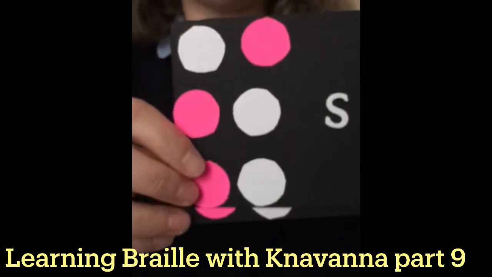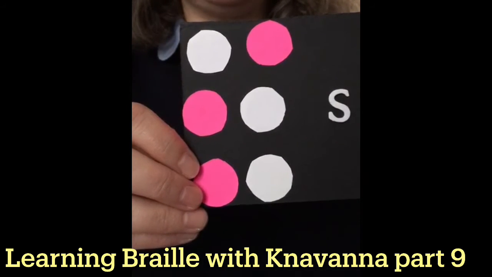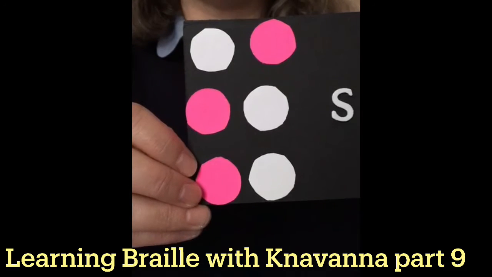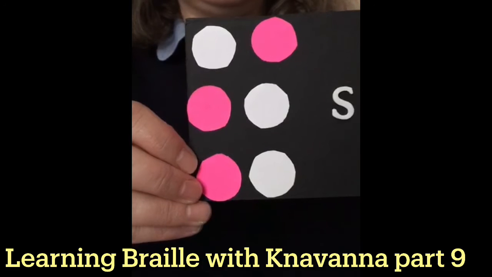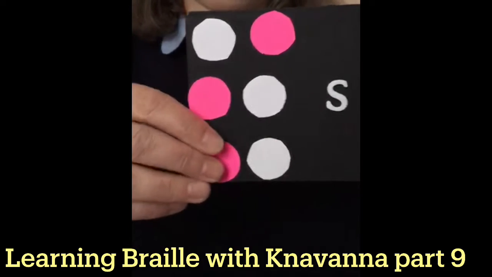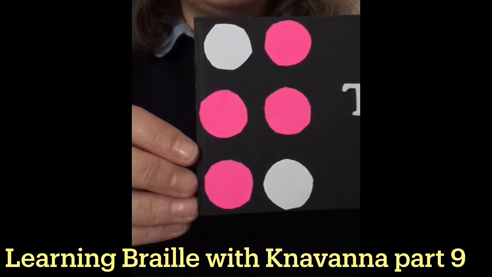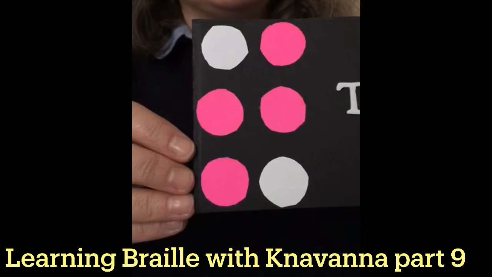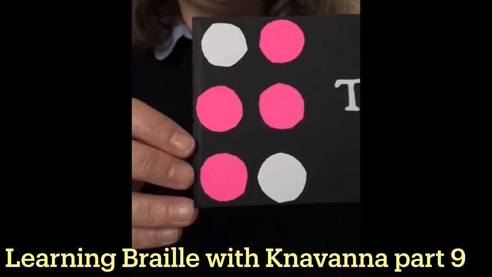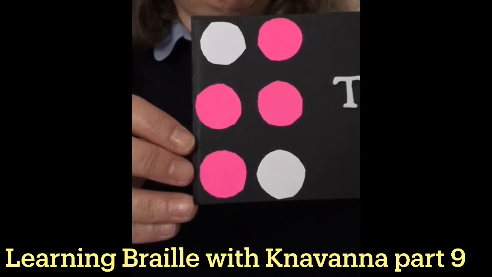Then we had the letter S, so we used the letter I, number 2, and number 4. Then we gave it the dot 3, which made it the letter S. Then we had the letter T, and we used the letter J. So we used number 2, number 4, number 5, and we gave it dot 3 at the bottom, which made it the letter T.